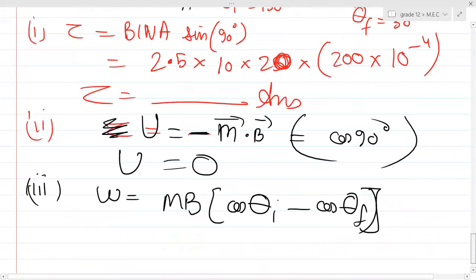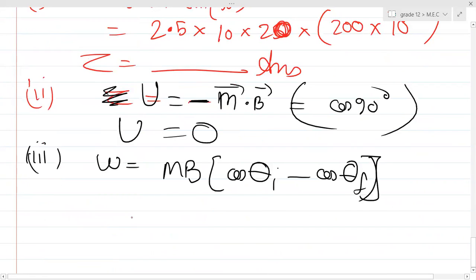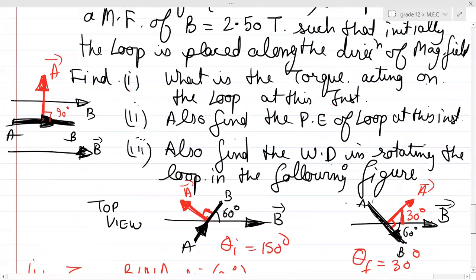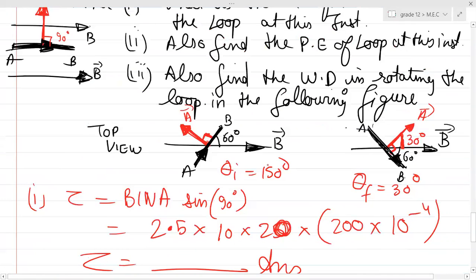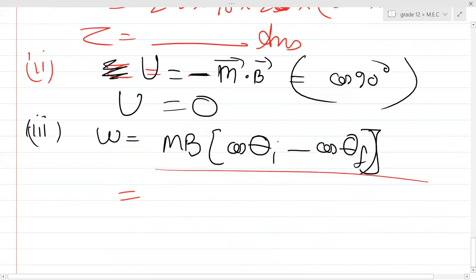What is the final answer? Why don't we take cos theta f as 90? Because we always take theta as the angle with the magnetic field. Here this was theta i, the angle with the magnetic field, and here this was the angle with the magnetic field. So that is why we took this as theta f and this as theta i. I think you people will be able to calculate it now.